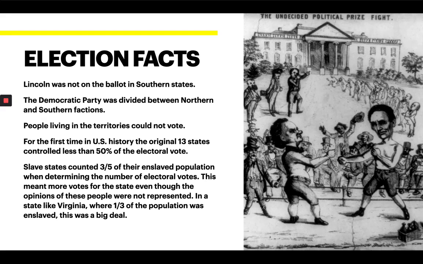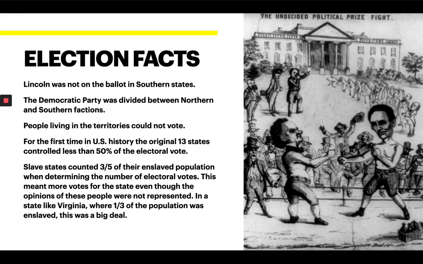For the first time in U.S. history, the original 13 states controlled less than 50% of the electoral vote. Okay, so we're talking about the 13 colonies that became states. All right, our country has expanded beyond a point where those 13 don't even make up a majority of the popular vote anymore. Now we'll talk a little bit about what this electoral vote means because that definitely plays a big part in the outcome.